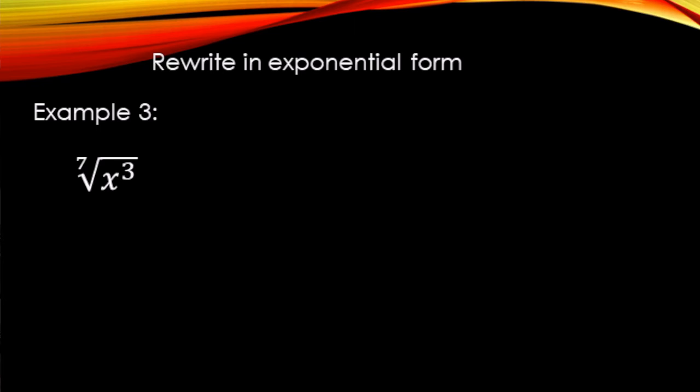Here we're going to go ahead and rewrite this expression. It's in radical form. We're going to rewrite it in exponential form. So we have the 7th root of x cubed. So our base is going to be x, and then for our numerator in our exponent, that's going to be the power or the exponent here. So that's going to be a 3. And then the denominator matches with the index. So x to the 3/7 power is the same thing as the 7th root of x cubed.